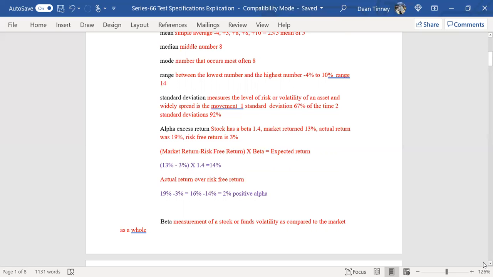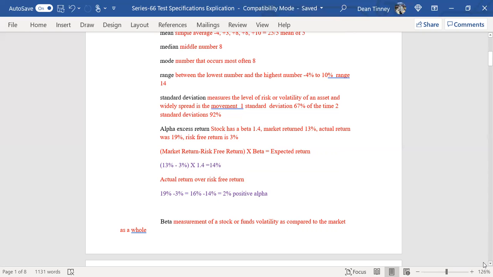And so here I showed you an example of a stock that had a beta of 1.4, meaning it's 1.4 times more volatile than the market. Now, remember that goes both ways, up or down, right? The market returned 13%. We've got a 19% return, and we assume the risk-free rate of return is 3%. Remember, we assume whatever that number is. So we are making some assumptions when doing math.